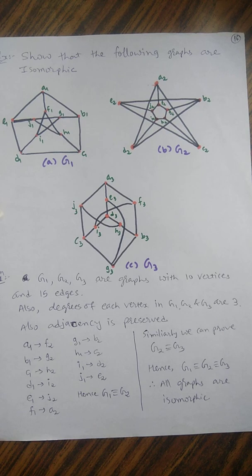In graph 3 we have 6 vertices outside and 4 vertices inside. So there are total 10 vertices in it also. Now we have to count the number of edges. So here you can easily count the number of edges in graph 1: 5 outside, another 5 inside and another 5. So there are 15 edges.